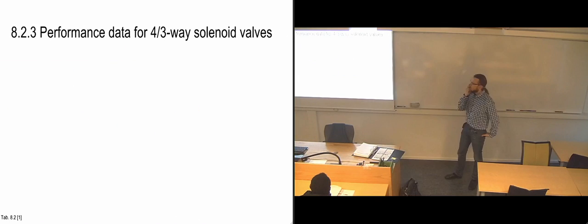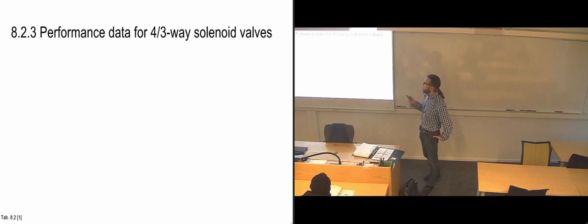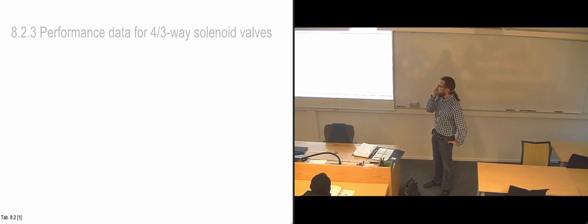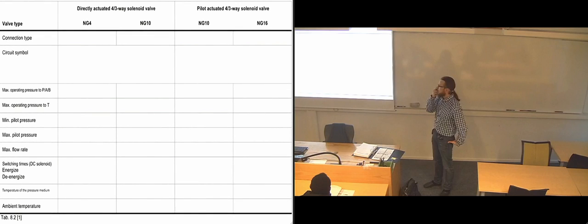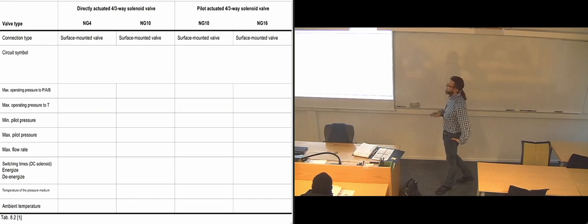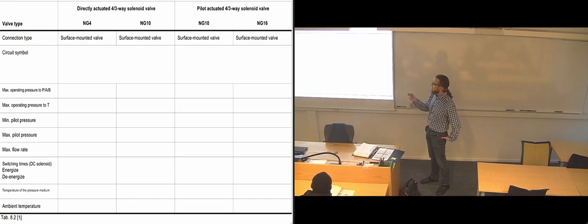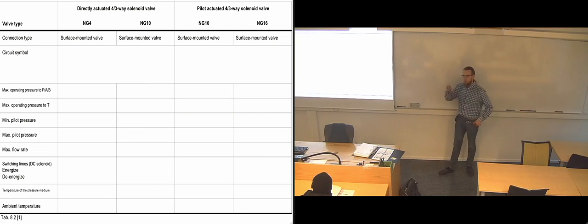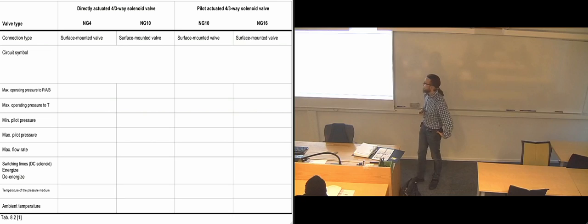So we're going to look at some performance data for 4-port solenoid valves with 3 different switching positions. So then we have a really big table to look at. All of these are surface-mounted ones, and these NG codes just stand for the location of the portholes when you have a surface-mounted one.